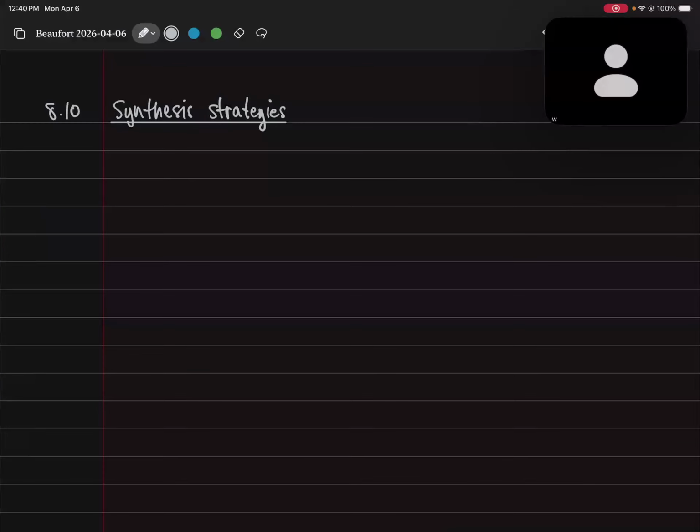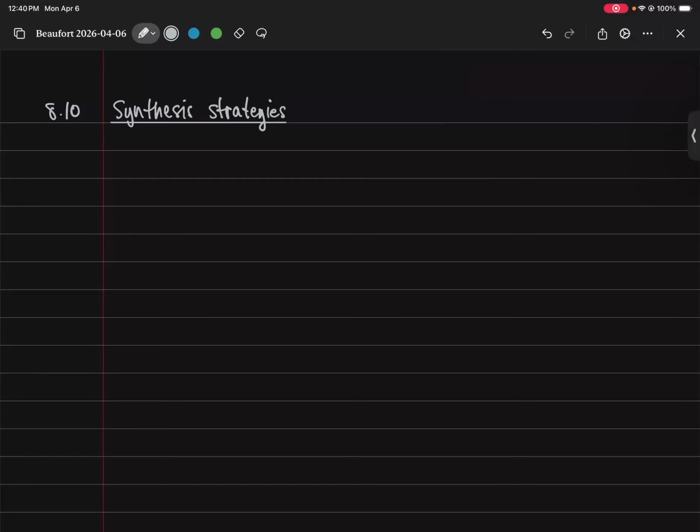Okay. We learned about all of the reactions that we need for this chapter already. Really, the last thing we have to do is put everything together and talk about synthesis. So synthesis is just the process of making one molecule from another. It can happen in one step, it can happen in multiple steps.